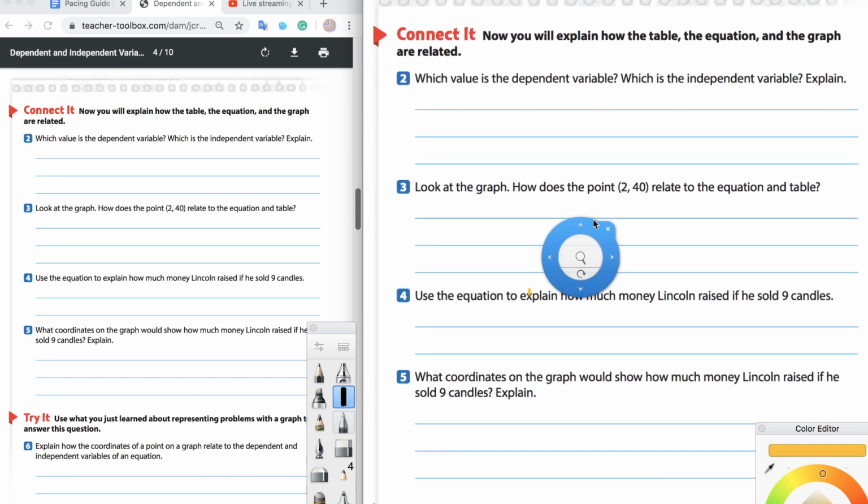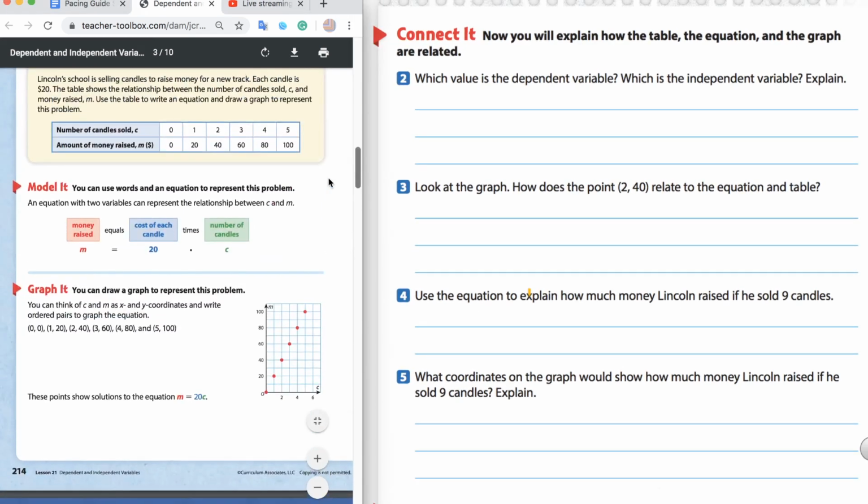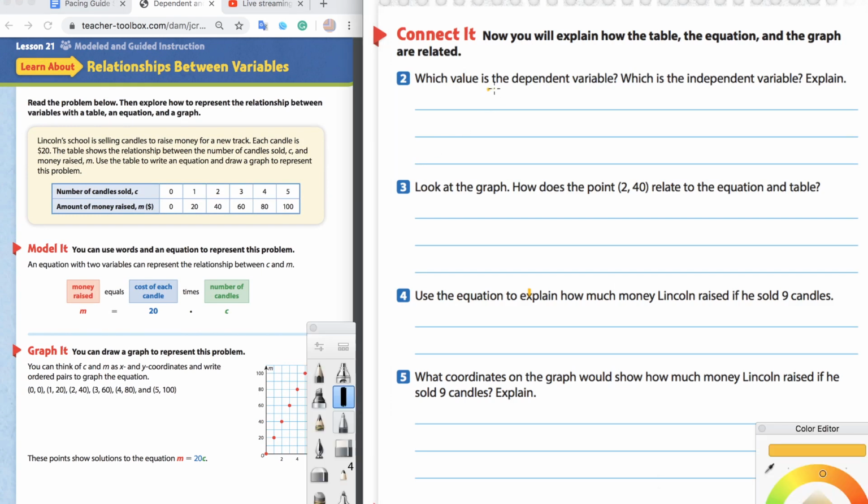Now let's look at this first question, connect the number 2. It says, which value is the dependent variable? Which is the independent variable? So this is your equation, M equals 20 times C. So which number is dependent on the number of candles sold? The number of candles sold is C. So this number always changes. C can be 1 candle, 3 candles, 5 candles. If it's always changing like that, this can be our independent variable.